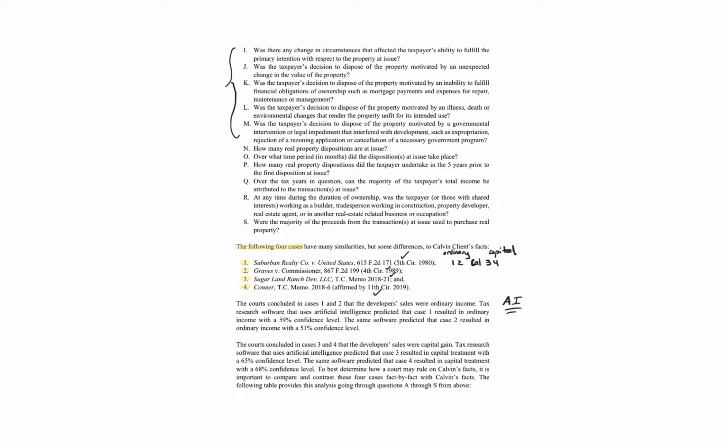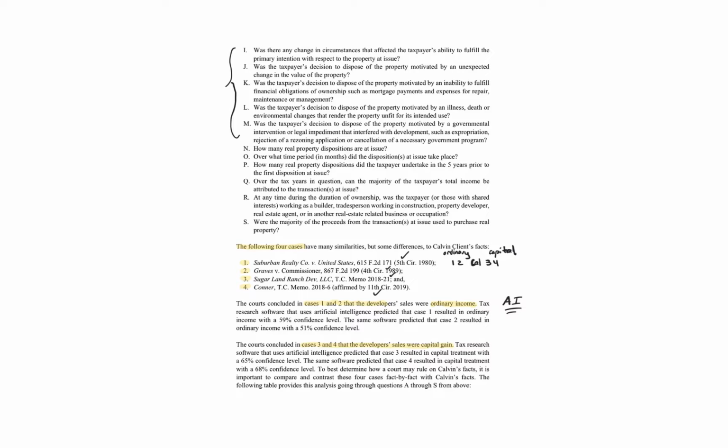So the courts concluded in cases 1 and 2, as I said already, that the taxpayers had ordinary income. Dispositions are ordinary. Again, all 4 cases have a lot of similarities, but also some differences with Calvin's. In cases 3 and 4, they concluded capital gain.